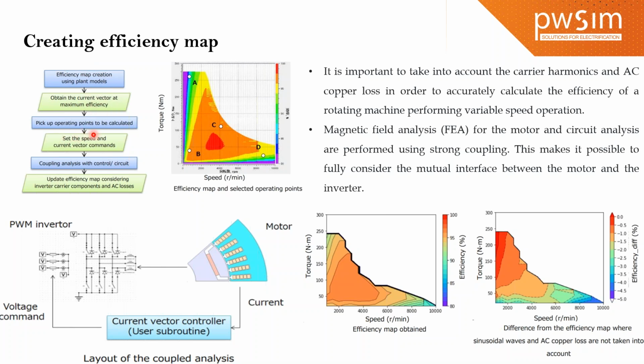Obtain the current vector at maximum efficiency. Pick up operating points to be calculated. Set the speed and current vector command. Coupling analysis with control and circuit. Update the efficiency map considering the inverter carrier components and the AC losses. So this is the procedure for how we update these losses into the efficiency map, accounting for the inverter losses and the harmonics effect as well.